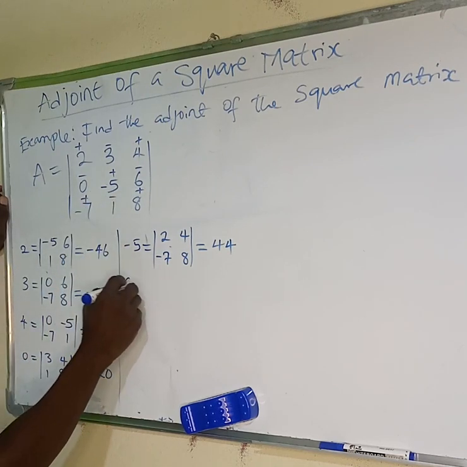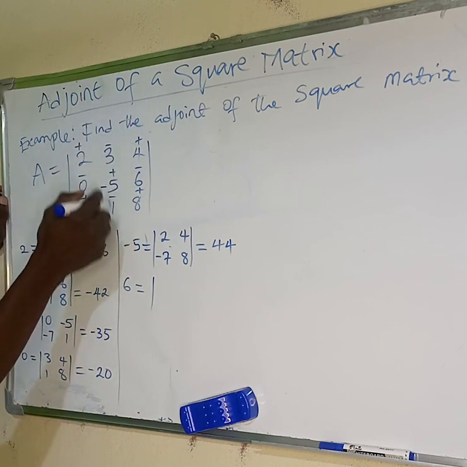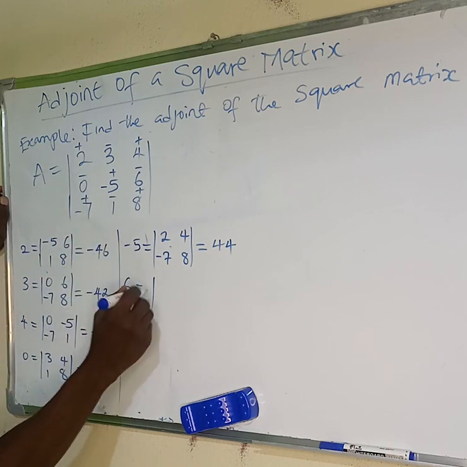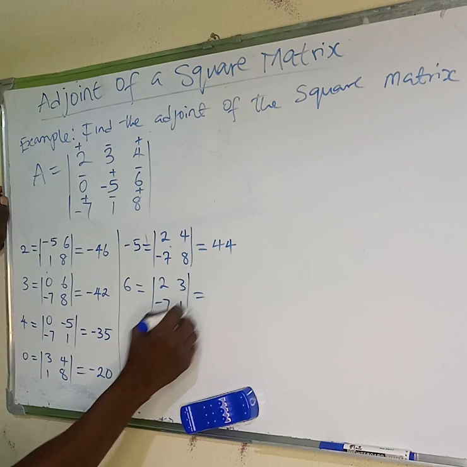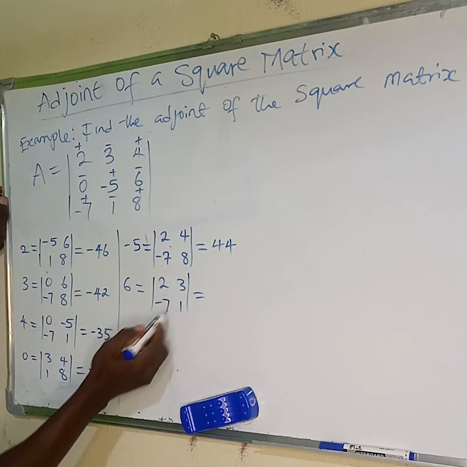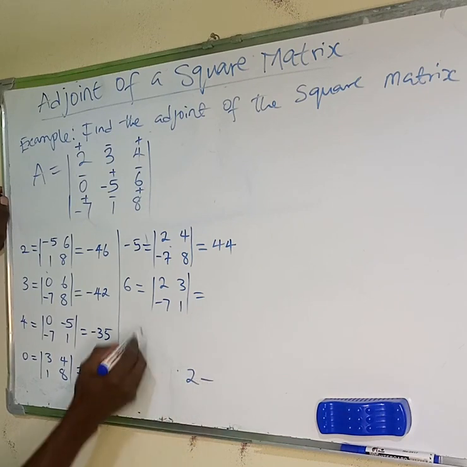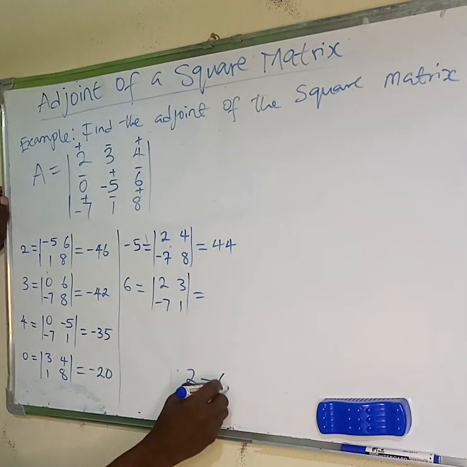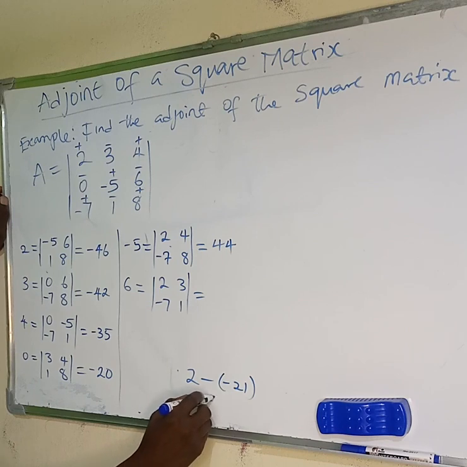6. What are the elements in 6? We'll cancel out the column and then the row. We'll be left with 2, 3, negative 7, 1. Then we multiply 2 times 1 is 2, minus negative 7 multiply 3 will give us negative 21. So 2 minus 21 will give us 2 plus 21, which will give us 23.